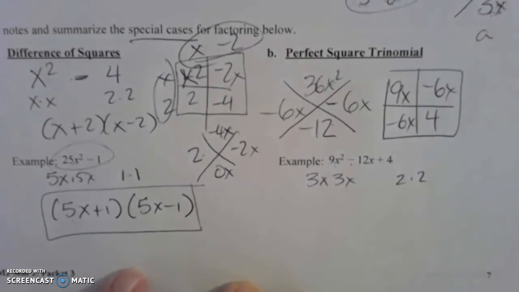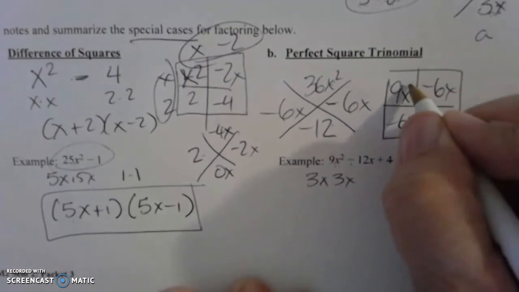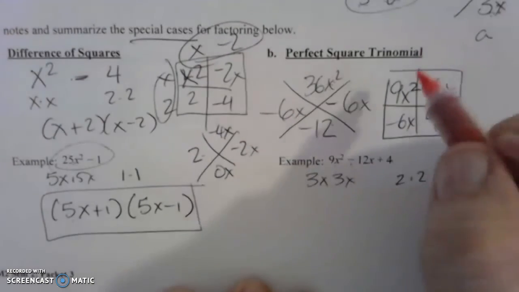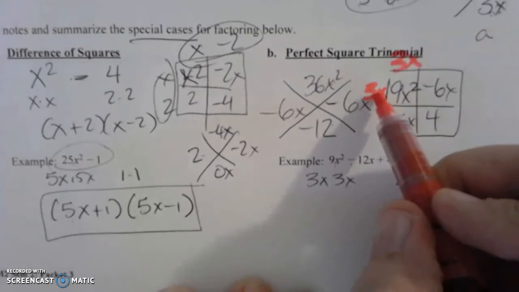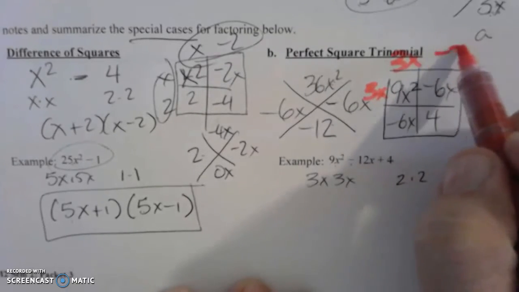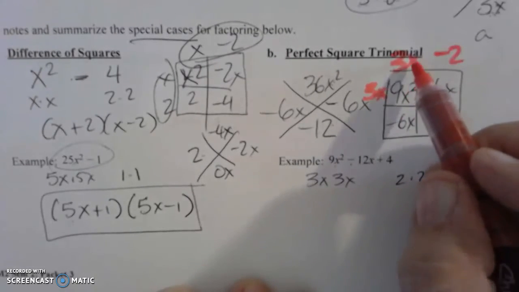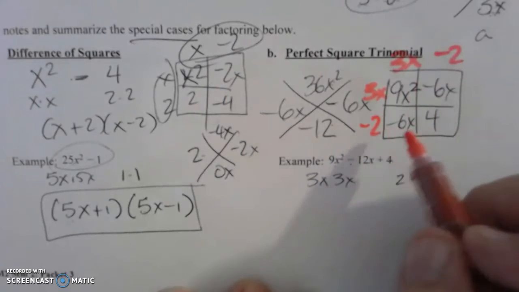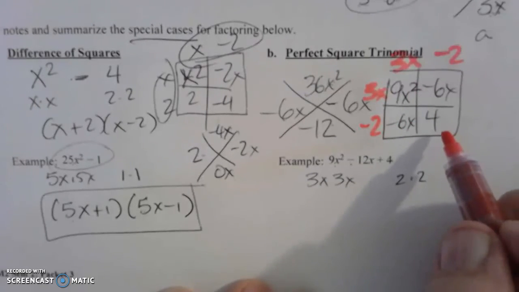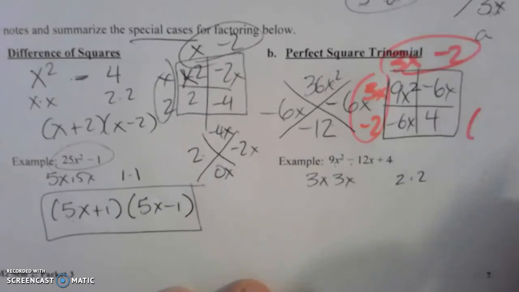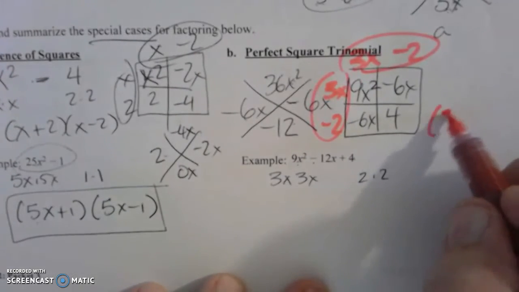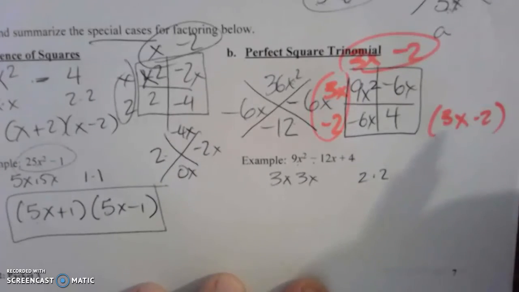Now when we go here, oops, I forgot to write the 9x squared. Let me write the 9x squared in my little box. I can see that this is supposed to be 3x and 3x. Now 3x times what makes negative 6? Negative 2. And negative 2 times negative 2 is 4. So that's my factored form, 3x minus 2 times 3x minus 2 again, so I can just write it as squared.